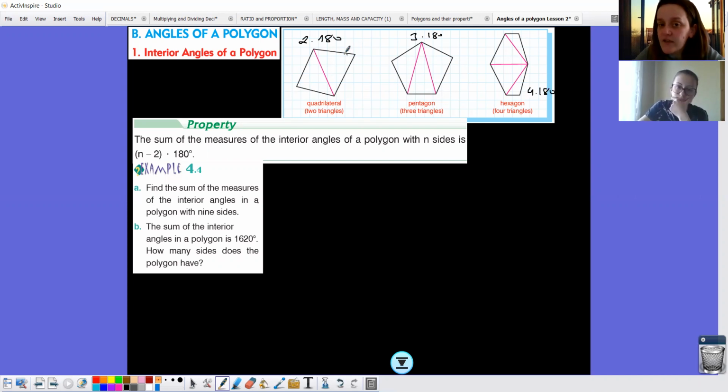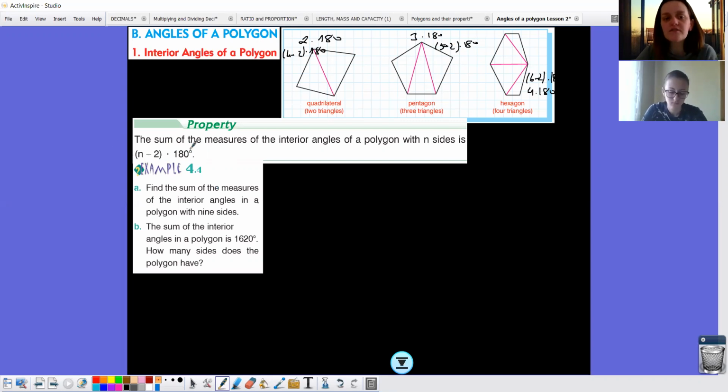Here, how many sides do I have? 4 sides, and as you can see, it's 2. So 4 minus 2 times 180 it becomes. Here I have 5 sides. It is 3 times 180, which is 5 minus 2 times 180. And here I have 6 sides, and it is 4, so it will be 6 minus 2 times 180. So the general formula will be n minus 2 times 180.